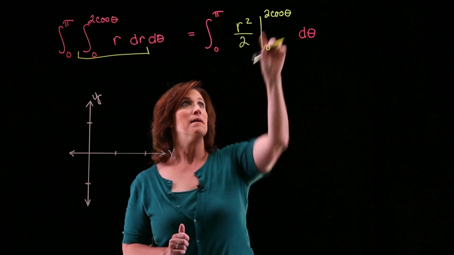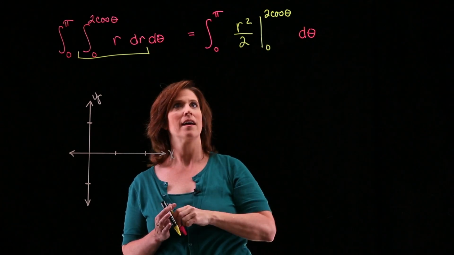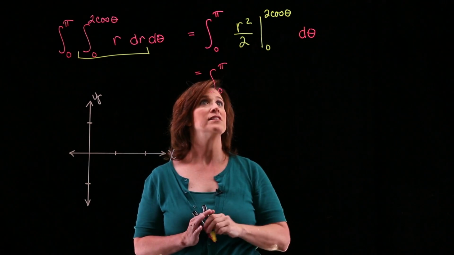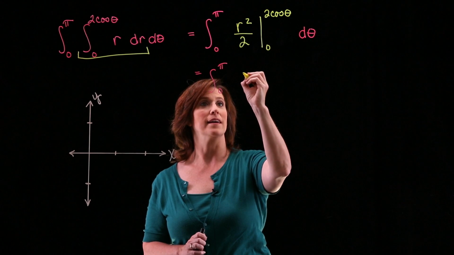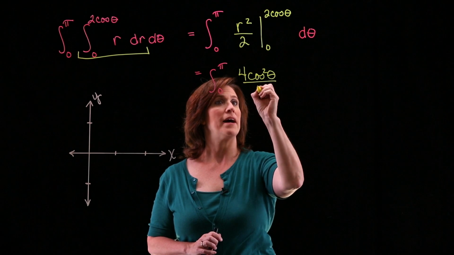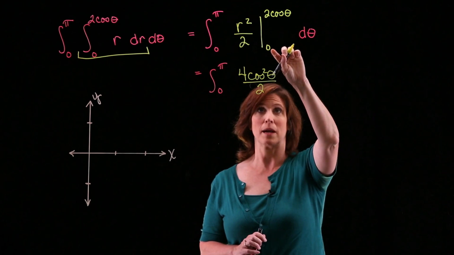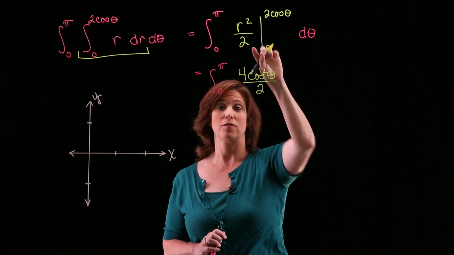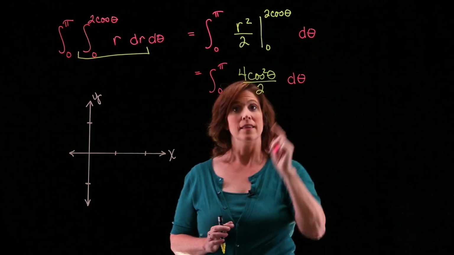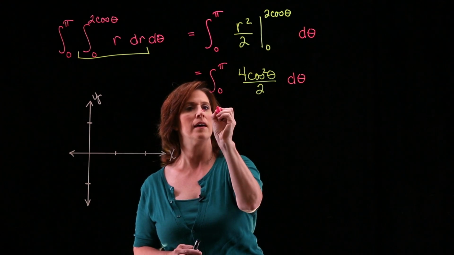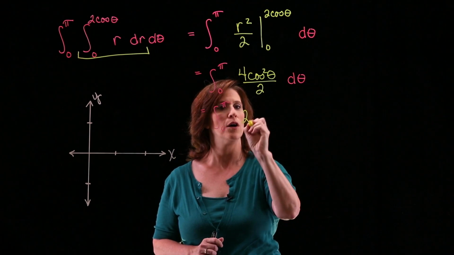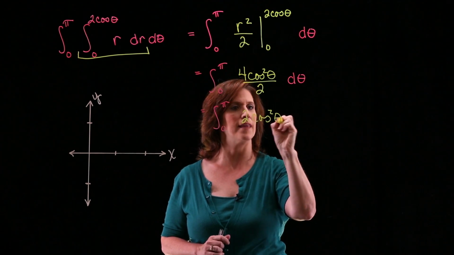Okay, so plugging in my upper and lower limits of integration, I'll have the integral from 0 to pi, and this is going to give me 4 cosine squared theta divided by 2, and then I'll subtract what happens when I plug a 0 in, but that will be 0 squared divided by 2, which is 0. Right? So this is still a d theta. This will simplify to the integral from 0 to pi of 2 cosine squared theta d theta.